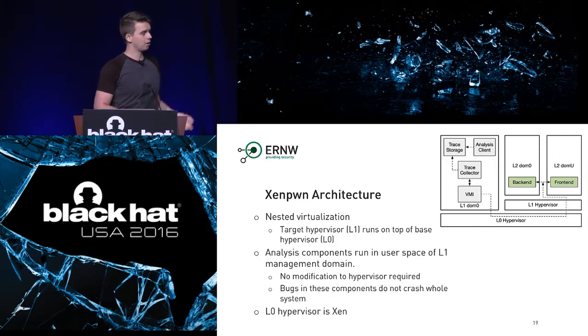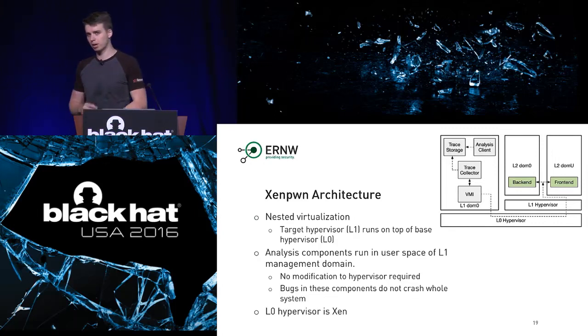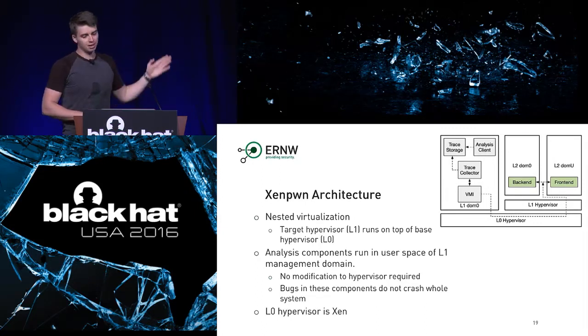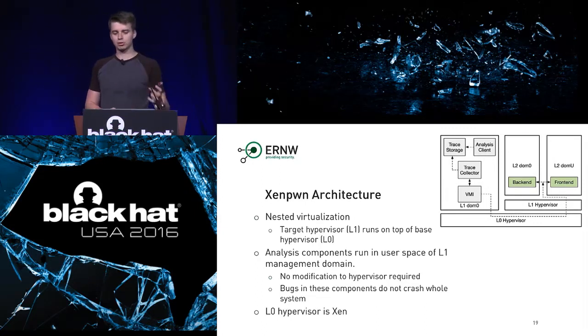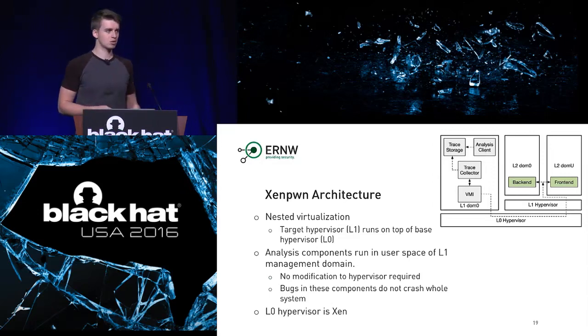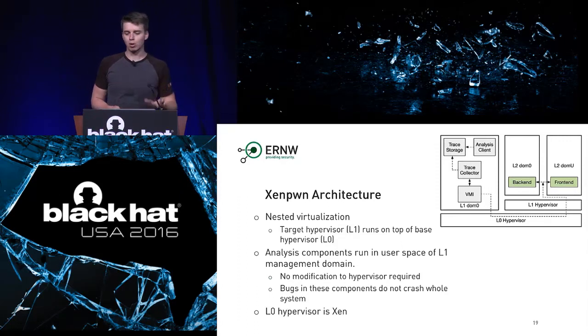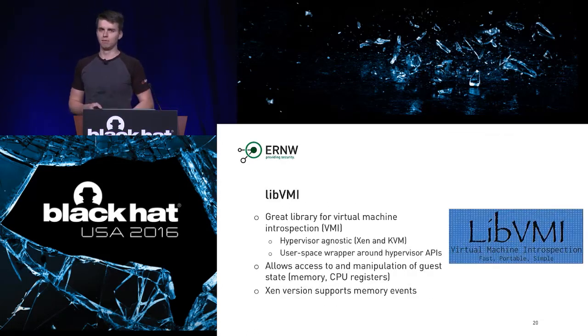I mean, if I would modify the Xen hypervisor and I would introduce bugs, it would probably have a lot of impact. So what I need is one interface to talk to the level 0 hypervisor and to somehow perform memory access tracing with this. And one of the core components I use for this is libvmi. And libvmi is a great library for virtual machine introspection.